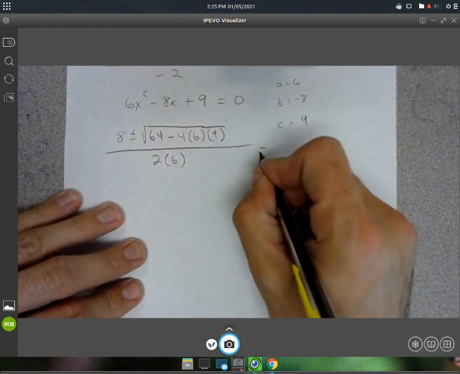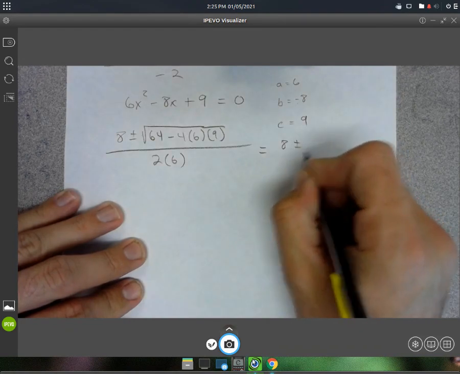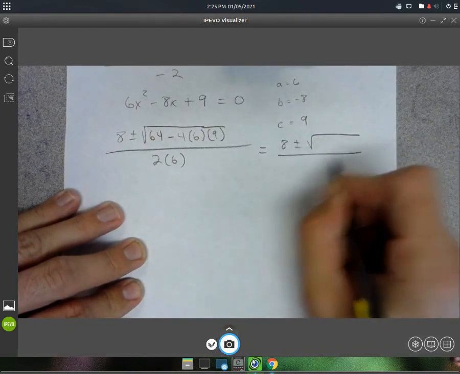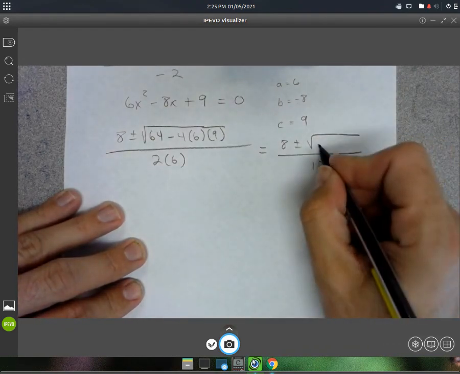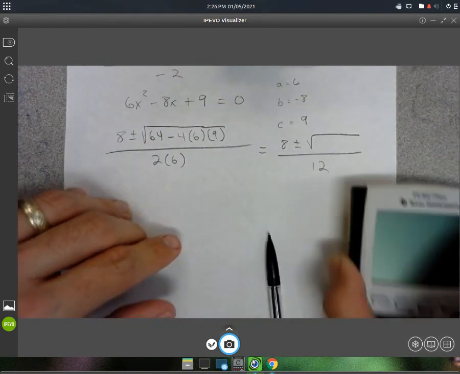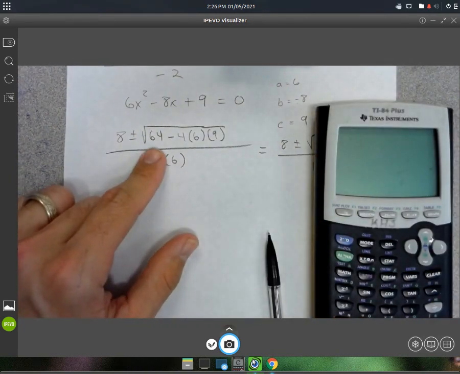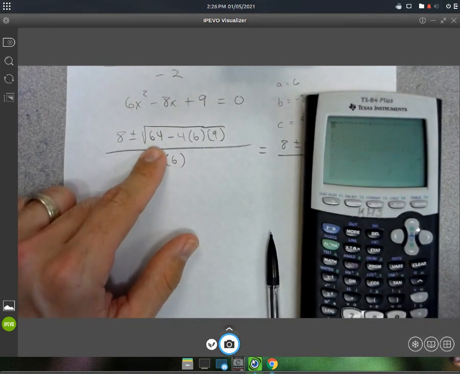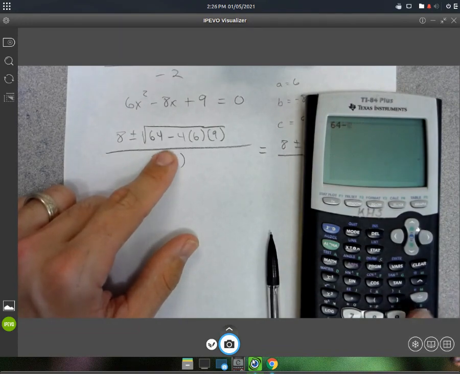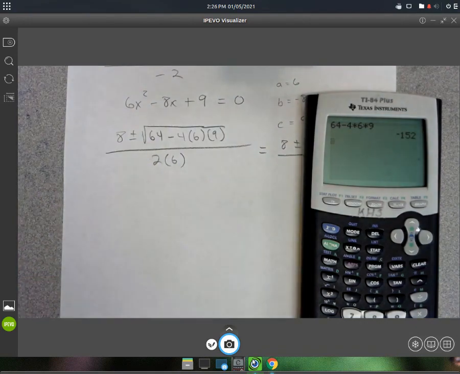All right, what do we got now? 8 plus or minus square root, 12 on the bottom. Let's see here. Oh, I actually do know it. 64 minus 4 times 6 times 9. Negative 152.